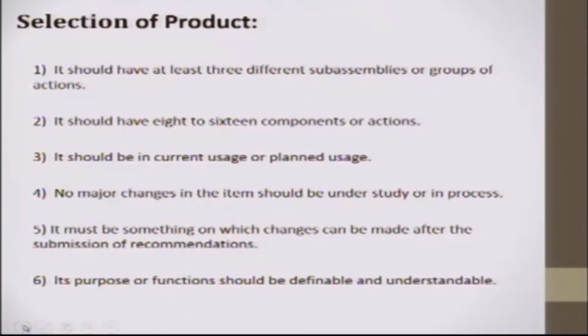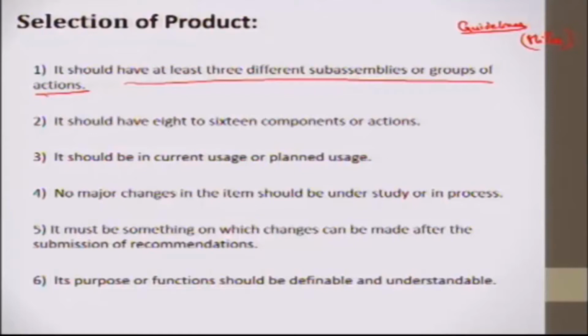Next, we select the product. These are general guidelines for selection of the product, also given by Miles, the founder of value engineering. He says it should have at least 3 different sub-assemblies. If it is a mechanical product, 3 different sub-assemblies or groups of actions, that is, the components could be made into groups. For example, if I selected my pen as my product, in that I have 5 or 6 components: body, front nut, back nut, refill.